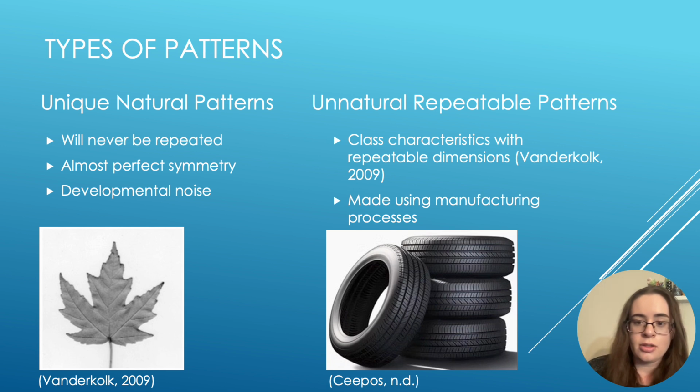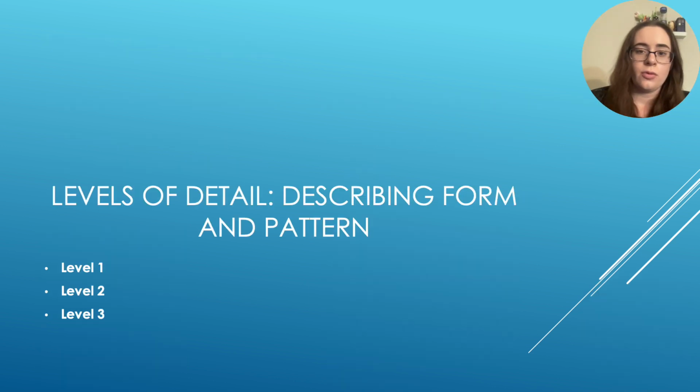Unnatural patterns are able to be repeated due to them being man-made, with features to a certain degree being able to be repeated within a certain set of dimensions. However, while they can have repeatable patterns, they will also possess unique patterns either beneath the surface or through the wear of the features. When describing the form and pattern of an object, there are going to be different levels of detail used. While there can be more than 3, we're just going to be using 3 for the purpose of this presentation, with the subsequent levels being subunits of the previous one.